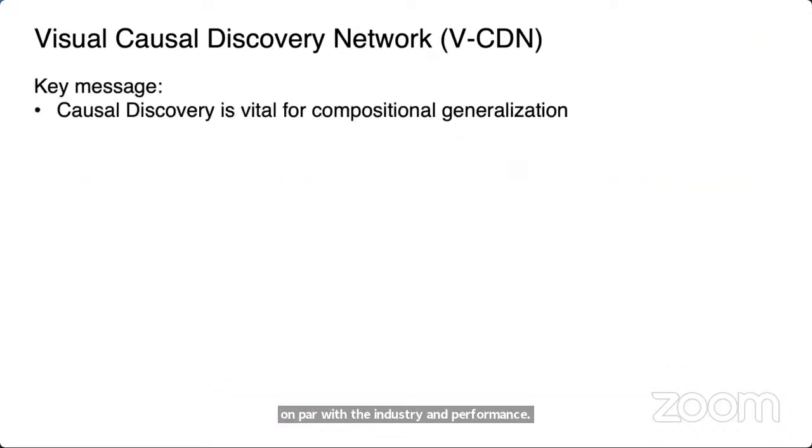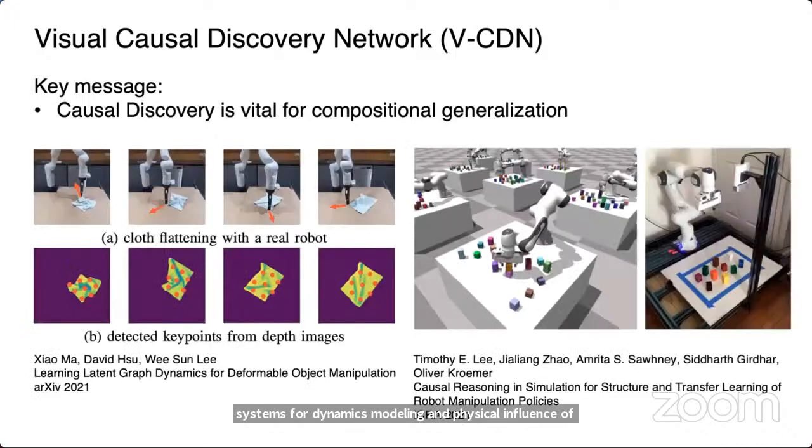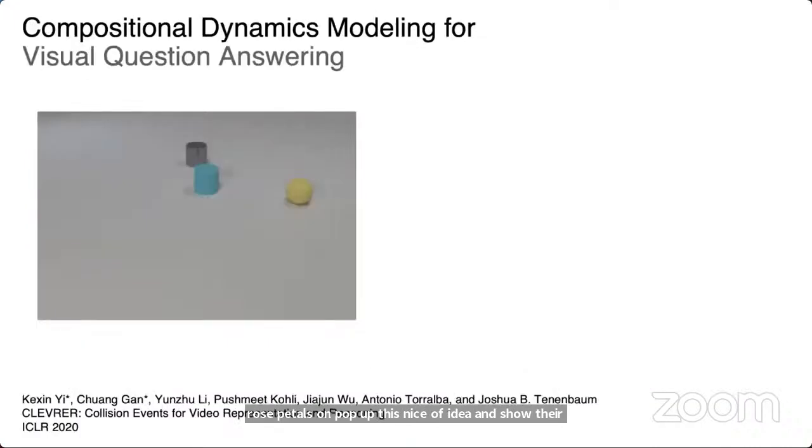The key message here is that causal discovery is vital for compositional generalization. It helps us understand the existence and types of interactions of the objects in the environment and enables more generalizable systems for dynamics modeling and physical inference of complicated visual things. There are follow-up works that build on top of these lines of ideas and show their power in complicated robotic manipulation tasks.